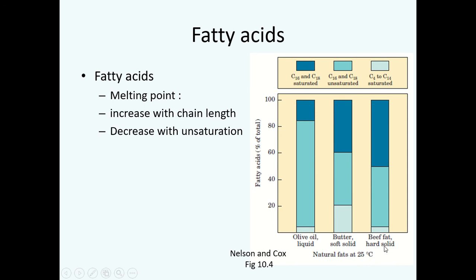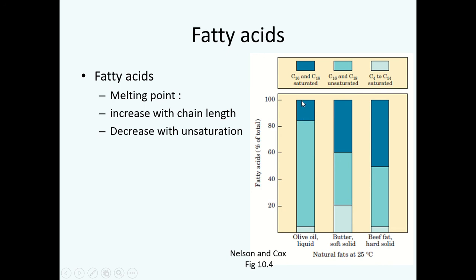So here, this bar is representing beef fat, which is a solid at room temperature. This dark blue portion is representing the 16 and 18 carbon saturated fatty acids. You can see that the proportion of the saturated fatty acids is quite high in beef fat. Butter contains an intermediate degree of saturated fatty acids, and it is a semi-solid at room temperature.